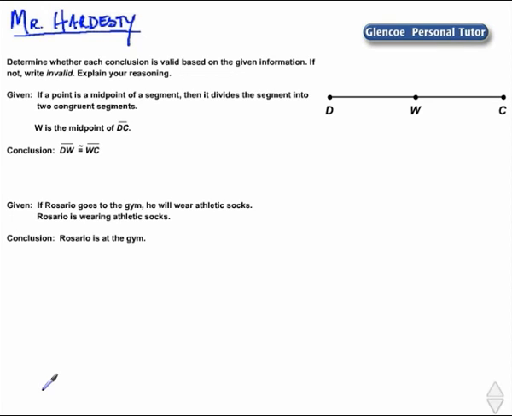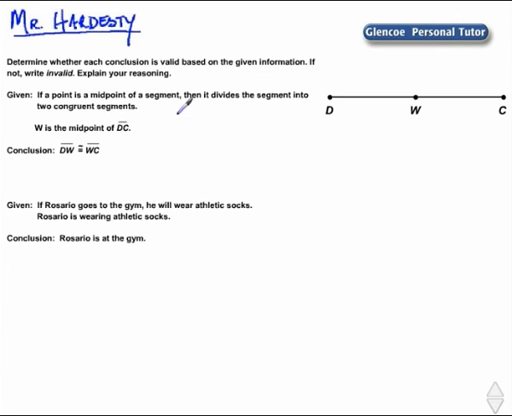Given: If a point is a midpoint of a segment, then it divides the segment into two congruent segments. W is the midpoint of segment DC. Conclusion: Segment DW is congruent to segment WC.